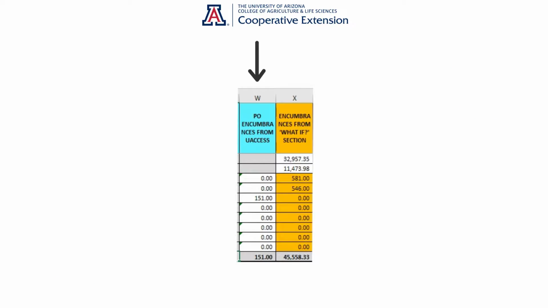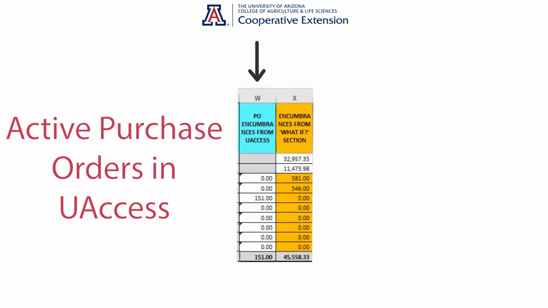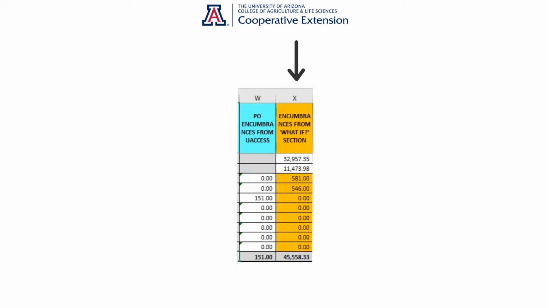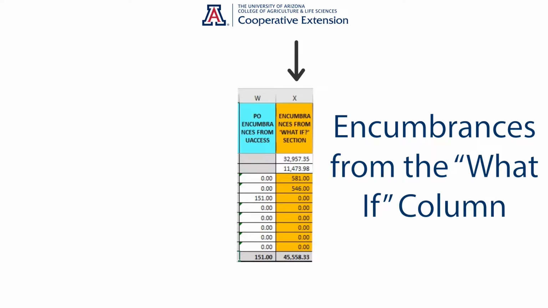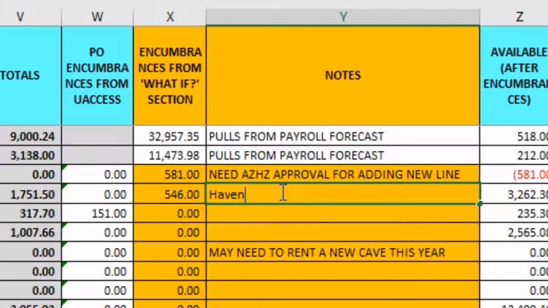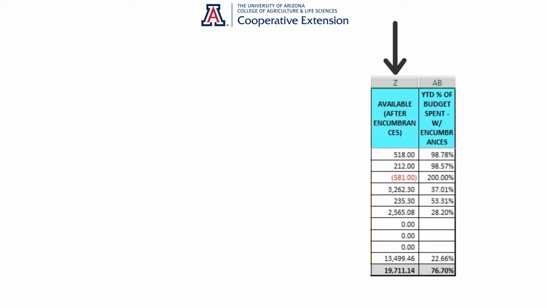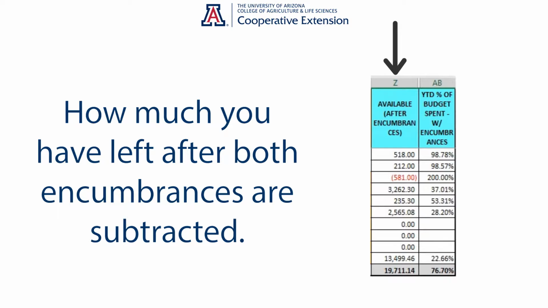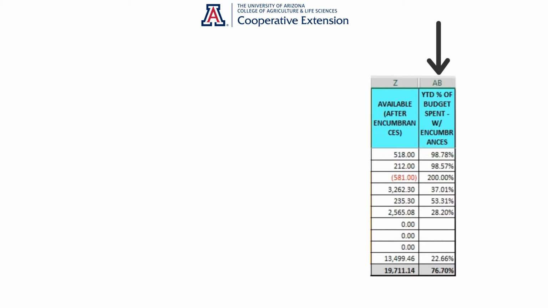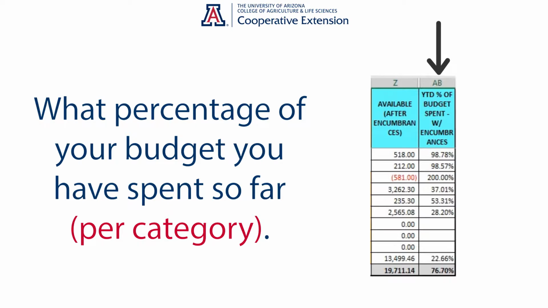Column W will show encumbrances when a purchase order is active in new access and has not been fully paid out yet. Column X will show encumbrances that are entered into the What If column in the Budget by Sub-account section below. We'll get back to this soon, so keep it in mind. Write any notes that you may have for the accounting team in column Y. Z will show you how much of your budget in each category is left after the encumbrances are taken out. The last column here will show you what percentage of your budget per category you have spent so far, after everything has been taken out, including encumbrances.